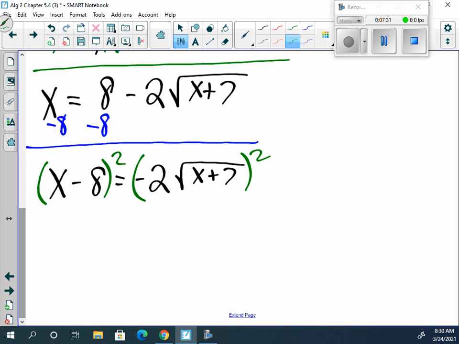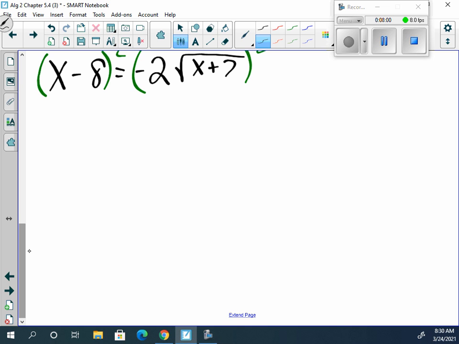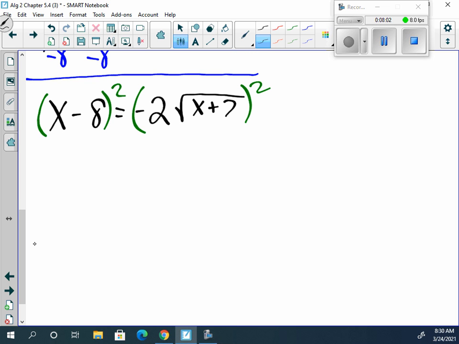Because interestingly enough, this will work just fine. But normally we want to really get that radical by itself, because it does help us, especially when it's equal to just a number. Like if this had been just negative 8 instead of x minus 8, we would have been able to say, okay, it's possibly no solution. But here, I'm just going to leave it, because it's going to make the numbers work out a lot nicer than if we divided. So any questions on this here?